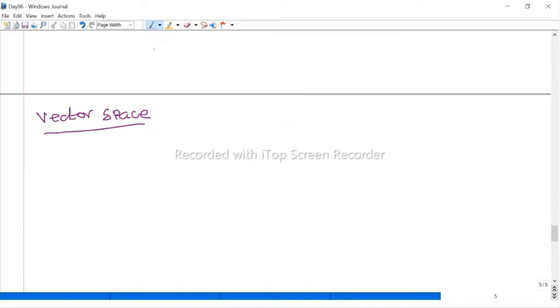So again we have a set and we are going to impose two operations. One operation is plus. Another operation I am going to define is dot, but this dot is not a multiplication. This is actually scalar multiplication. So we have some set, and then we define the operations: plus and dot.